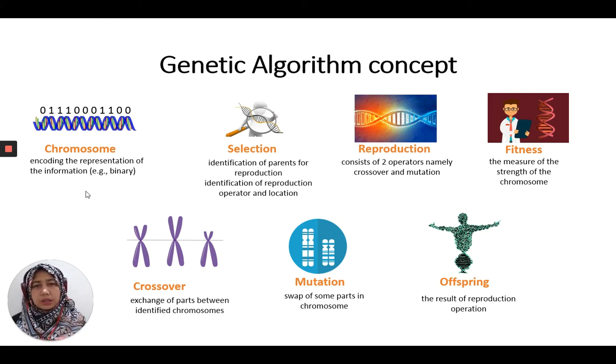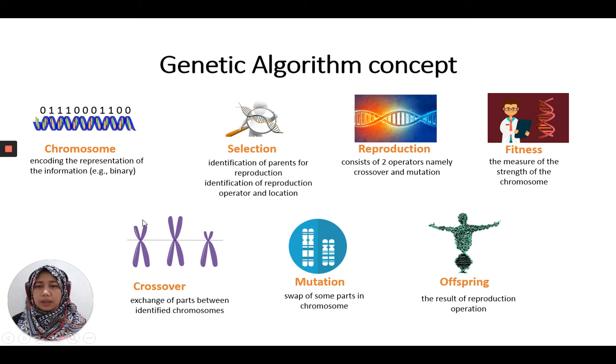Then the selection is a technique used to identify parents for reproduction, as well as the splitting points, where later in the reproduction, two operators can be applied, the crossover and mutation. The fitness is a measure of the strength of the chromosome. Then the operators, the crossover.